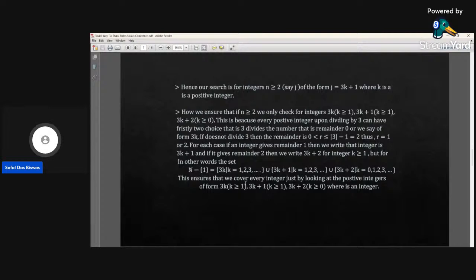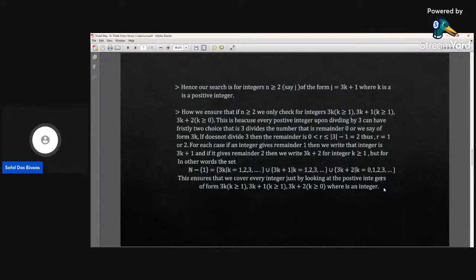This ensures that we cover every integer just by looking at the positive integers of this form. This explains why 3k, 3k plus 1 and 3k plus 2, because if we are looking at positive integers, then this condition implies it must be of the form 3k with k greater than or equal to 1, 3k plus 1 with k greater than or equal to 1, or 3k plus 2 with k greater than or equal to 0, as you see here, where k is an integer. Fine.